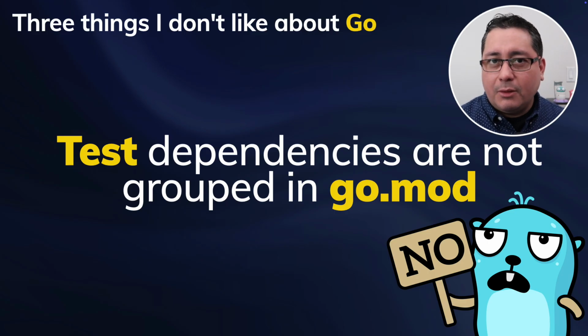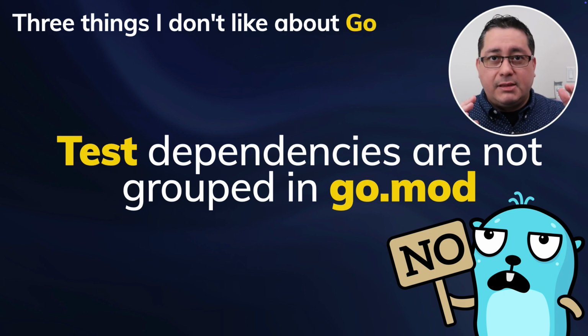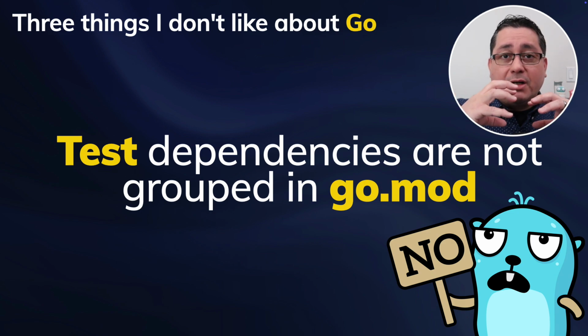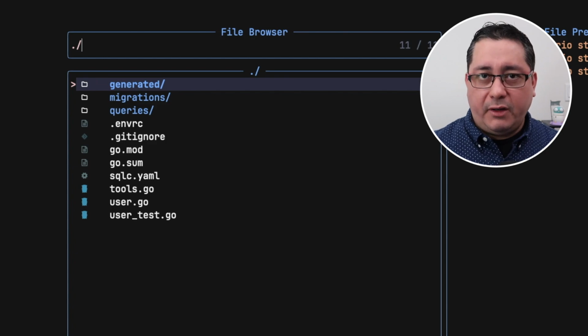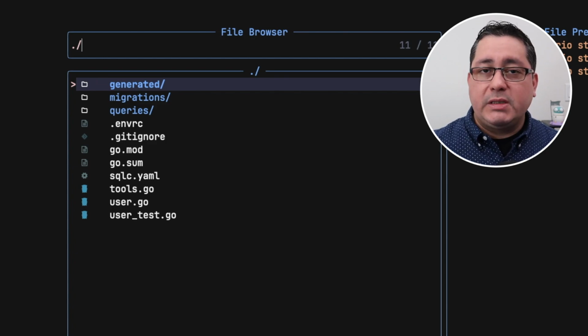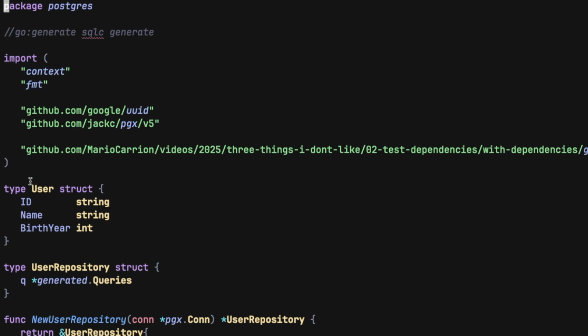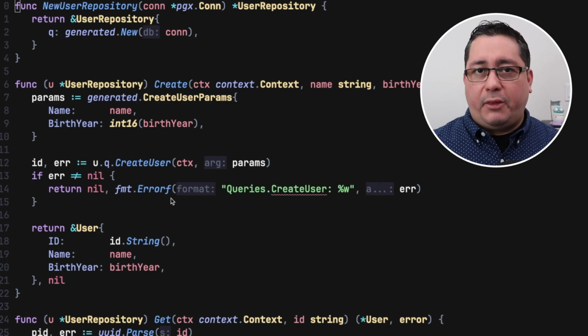Another thing I don't like about Go is the way we keep track of the test dependencies in the same go.mod. There is no way to differentiate test dependencies. So in some cases you have more test dependencies than the ones that you actually use for building your final artifact. Let me show you. The example that I have here is a repository package using the Postgres database. In this example, I define a type called user that just creates and gets a user, just to keep things simple.